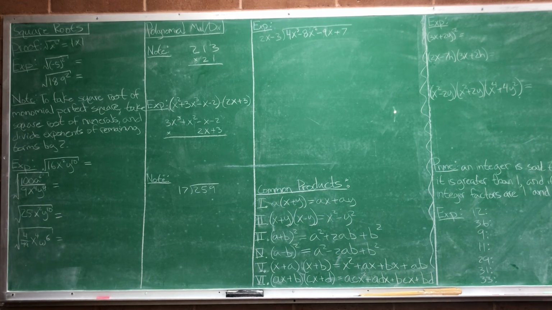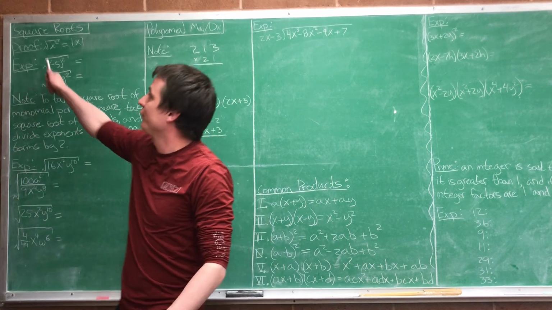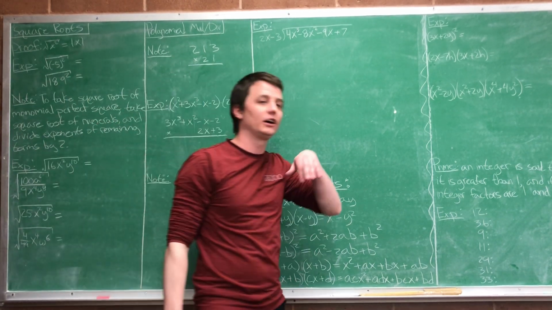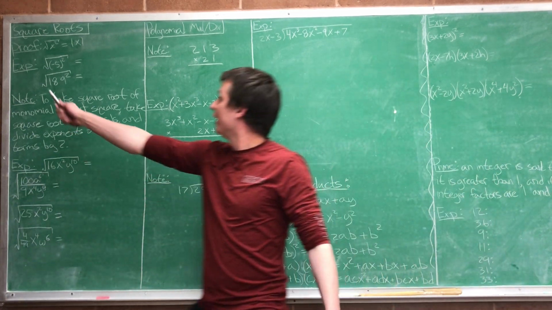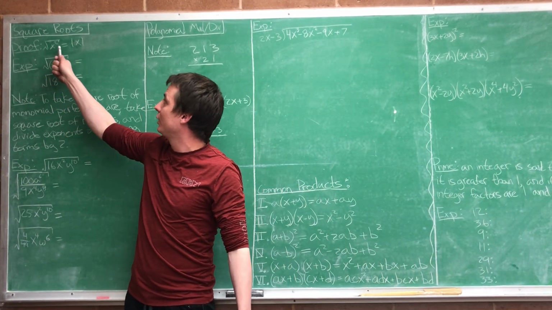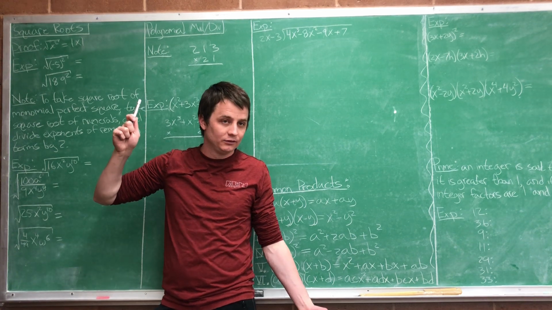Last thing we talked about, to remind you, is square roots. Square roots were the topic that we last talked about. The last proof I did, I'm not going to redo the proof, just remind you of the proof. The last proof I did was proving that the square root of x squared is just the absolute value of x.